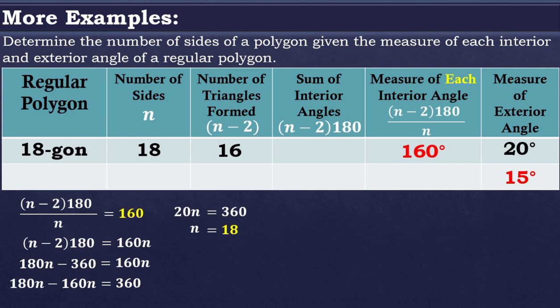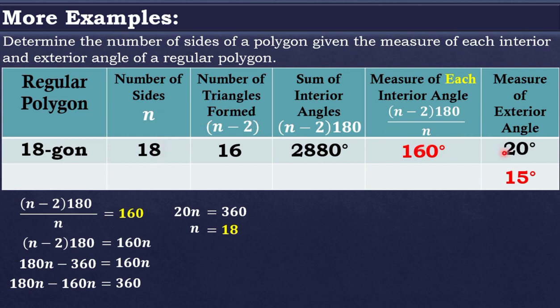Alright, so, meron lang po akong inayos. So, it should be 16, not 11, sorry. So, 18 minus 2, that is 16. And then, 16 times 180, ita-times lang natin sa 180, that is 2,880 degrees. And then, pwede mo i-check, kasi ito yung given, diba? So, 2,880 divide 18, that is 160 degrees.